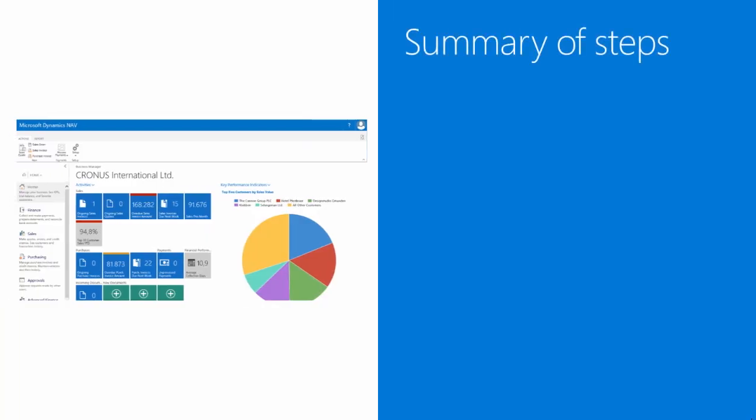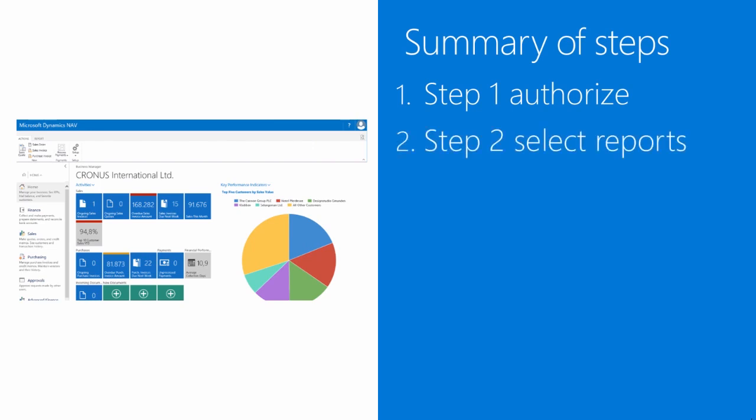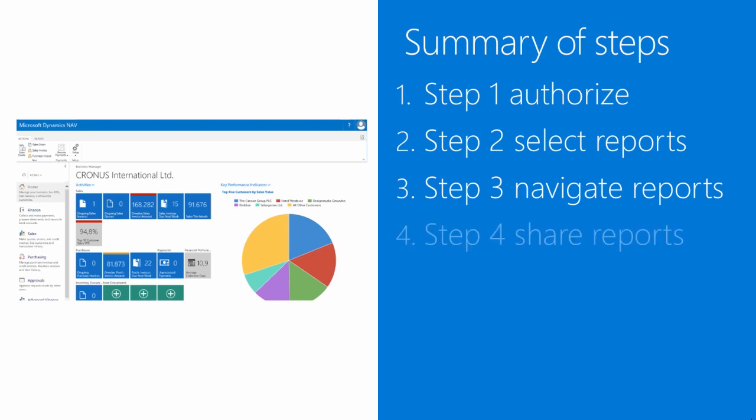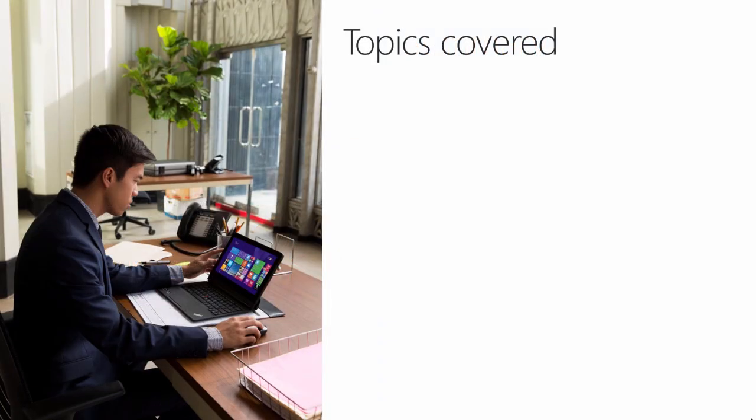Let's summarize the steps. In step 1, I demonstrated how you need to authorize the application to be able to show the reports. Then we had a look at how we can select reports in the pane, make them available to a user. Once they are available, we had a look at how we can navigate over reports. And last but not least, we also had a look how we can share reports on the Power BI service.